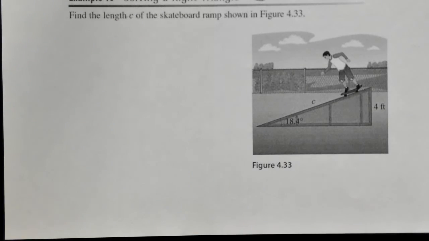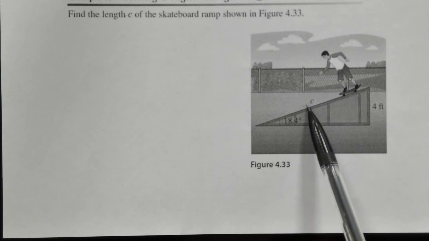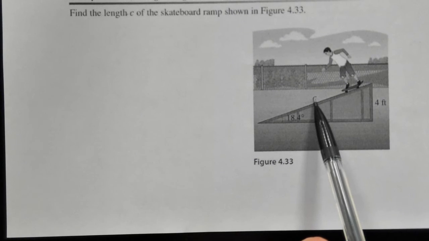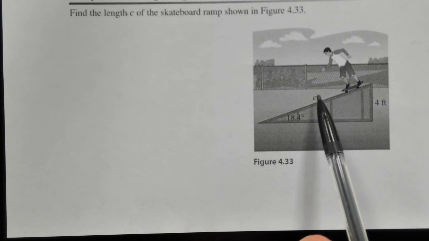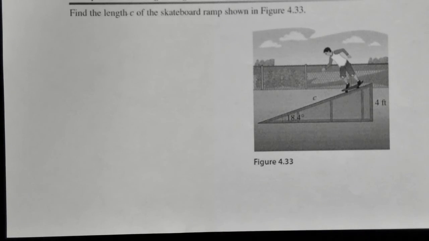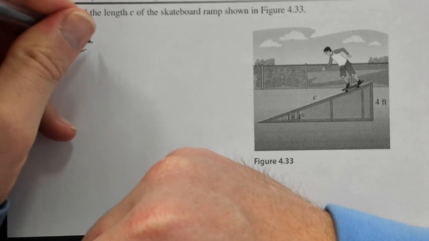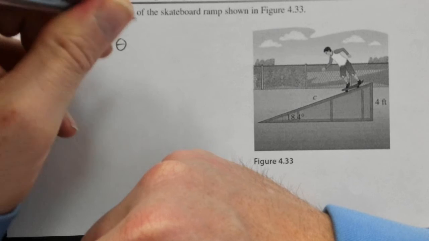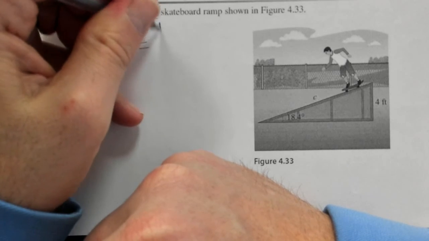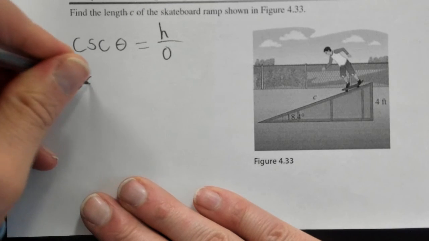And so on this one, they've given us the opposite and they've given us the hypotenuse. Opposite and hypotenuse. So again, I could use sine if I wanted to, but since we used sine in the last problem, why don't we use cosecant this time? All right, so cosecant of the angle is equal to hypotenuse over opposite.